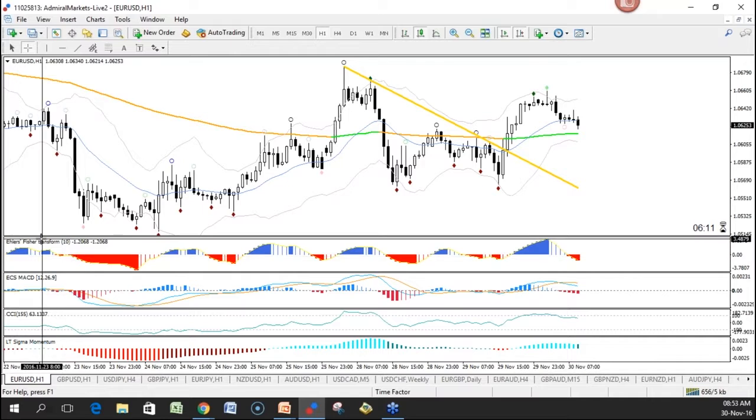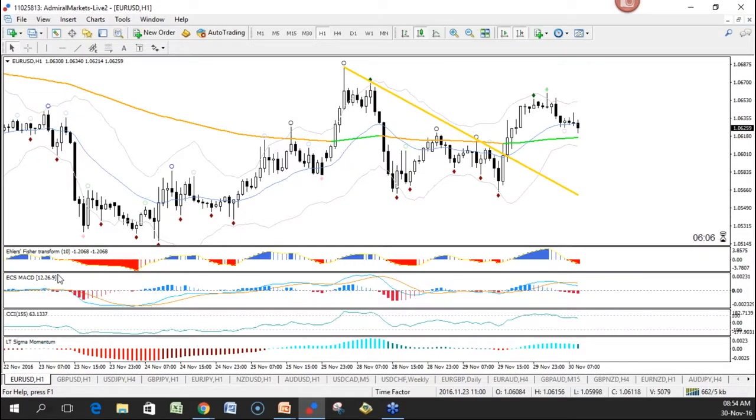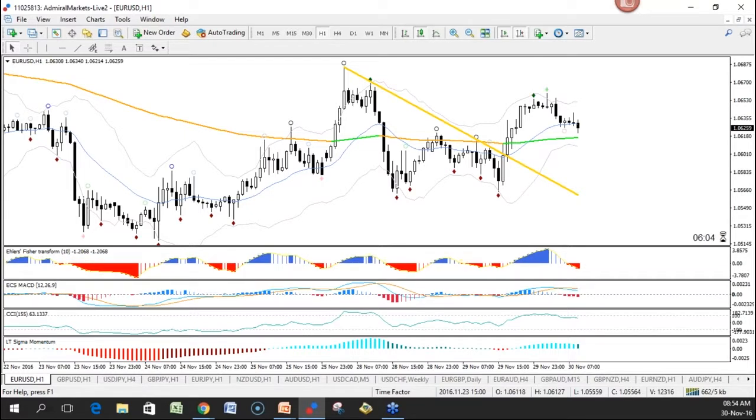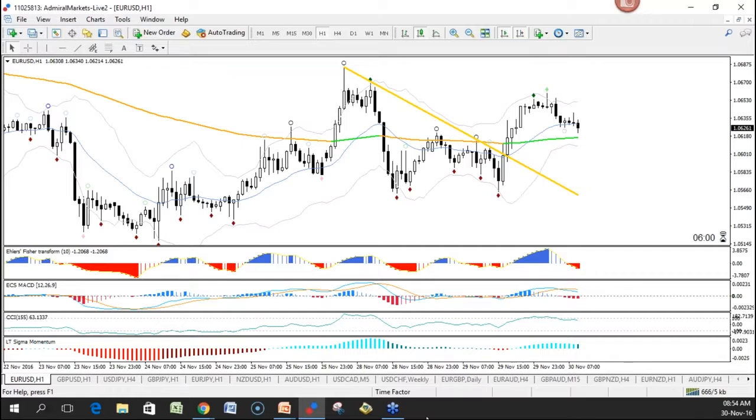I'm not necessarily saying that everyone must have four on their chart, not at all, but I find it quite useful sometimes to use this view when analyzing technical analysis.